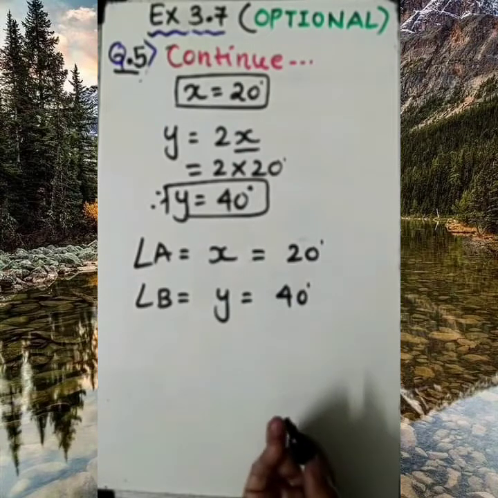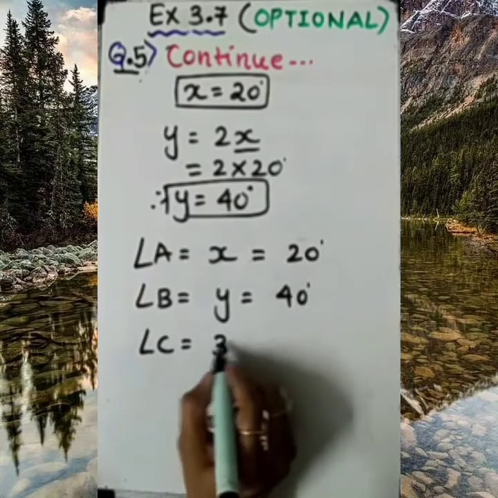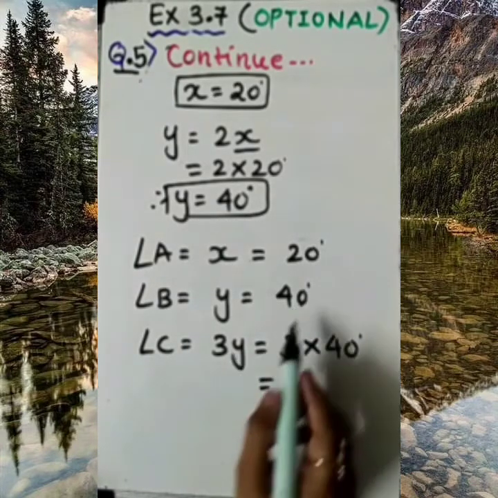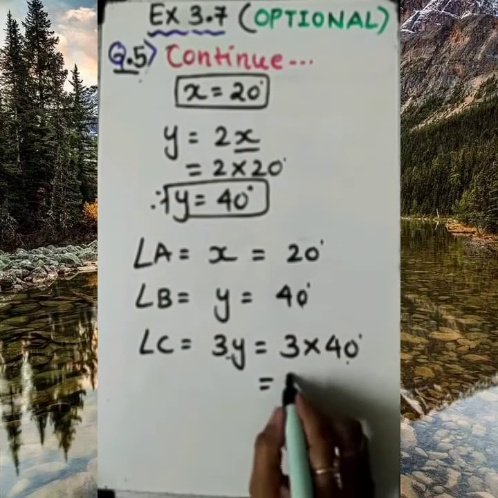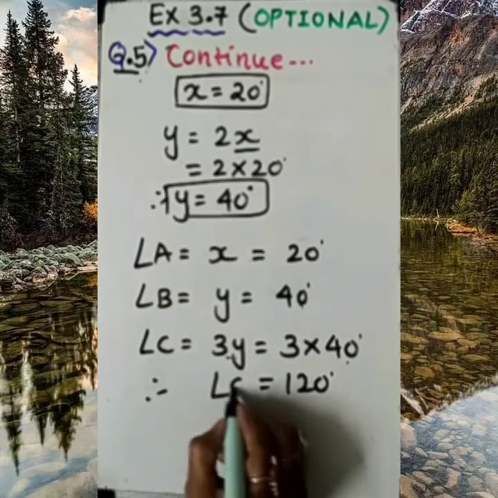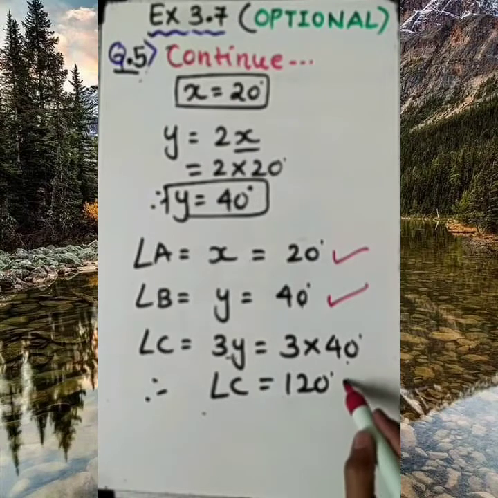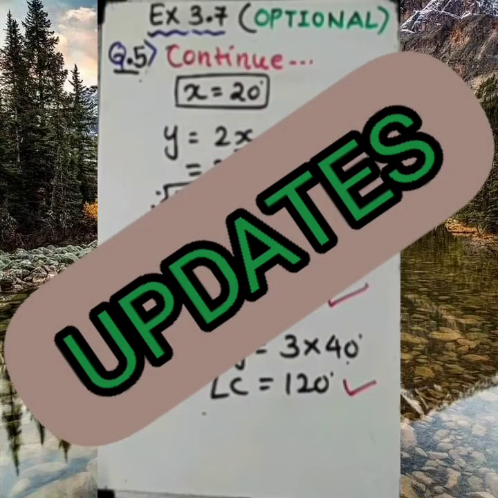And what about angle C? Angle C we know is 3y. 3 into 40, as the value of y is 40, I am putting it in place of that. So it is 120 degrees. So you can see here angle A equals 20 degrees, angle B equals 40 degrees, and of course angle C is 120 degrees, which is the required angle according to the question.